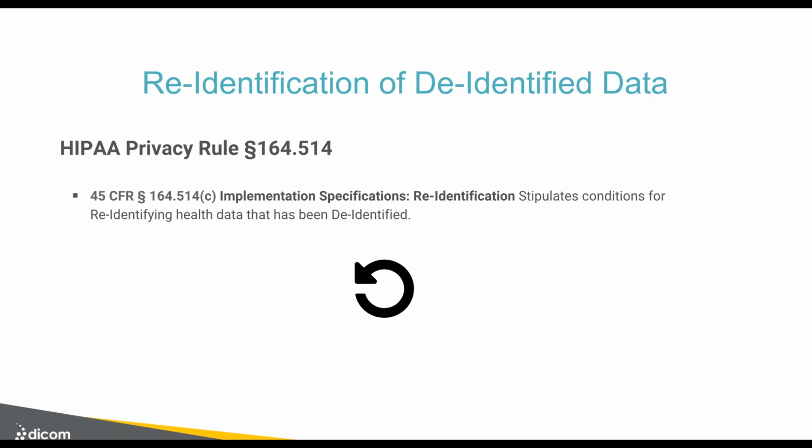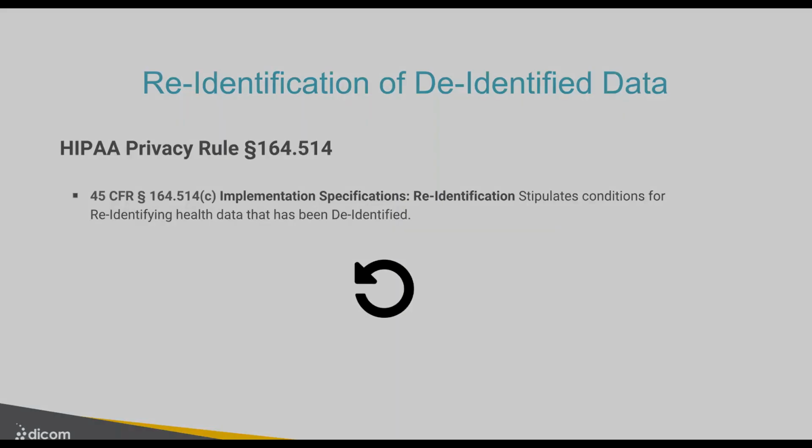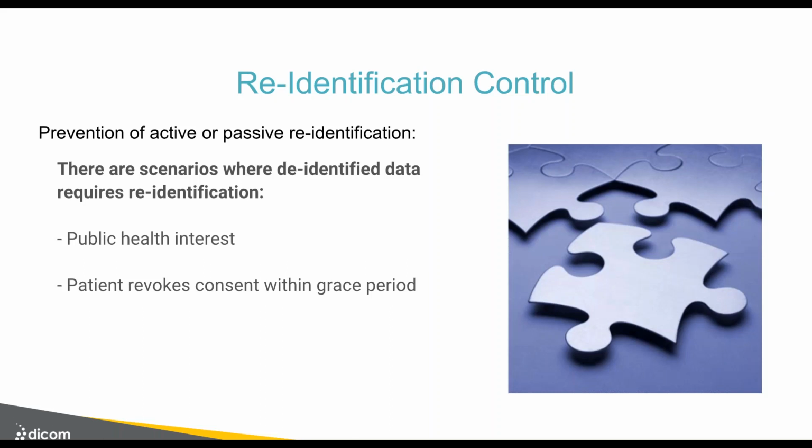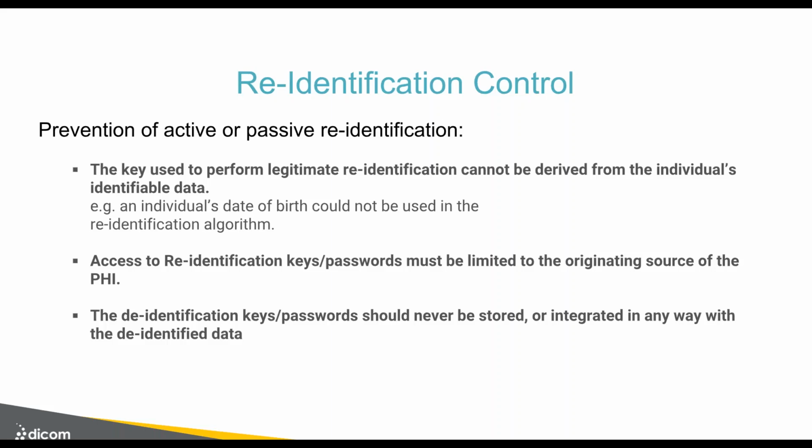The HIPAA Privacy Rule also provides a guideline for if you want to re-identify a study down the road. So there's some degree of management involved with that. We'll talk about this re-identification control. There's a few scenarios where you might want to re-identify. For example, something in the interest of public health, or if a patient in a region where there's a grace period for consent to be used in a clinical study revokes it, and you have to go back and find out how it was used in which models and remove those exports, then you might want to re-identify.